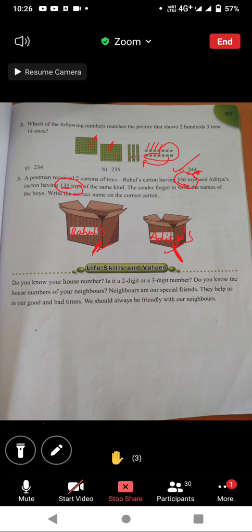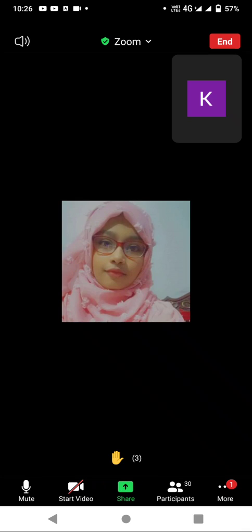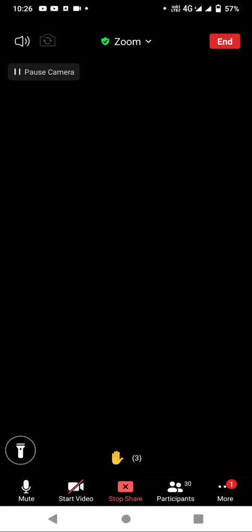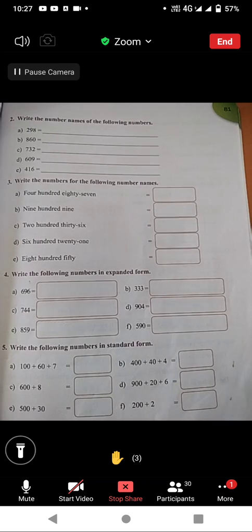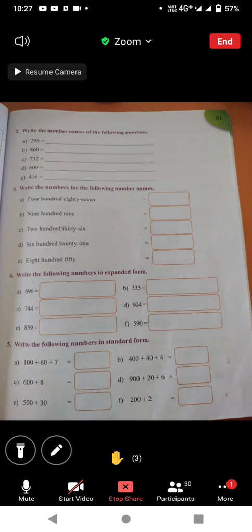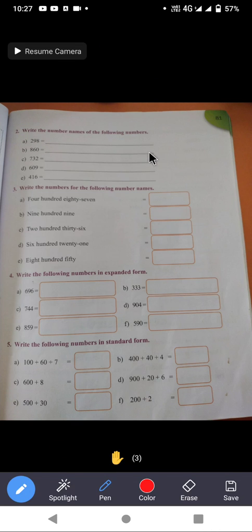Come to page number 81, students. Mariam Shakir, unmute the microphone. We have to do this page. 80 we have already done. Page number 81 we have to do, but we have done page number 83 by mistake. So question number 2 is given here. Write the number names of the following numbers. Numbers are given here, you have to write in word form.